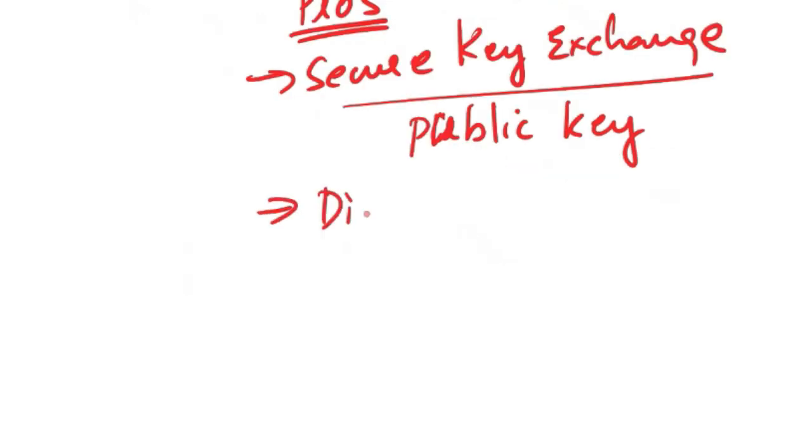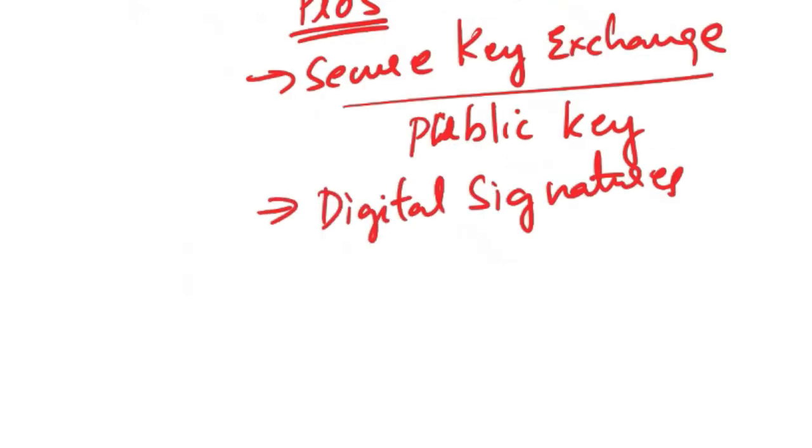Next is digital signatures. Asymmetric cryptography allows for the creation and verification of digital signatures, providing authentication and non-repudiation of messages. Digital signatures ensure that a message originates from a particular sender and has not been tampered with during transmission.